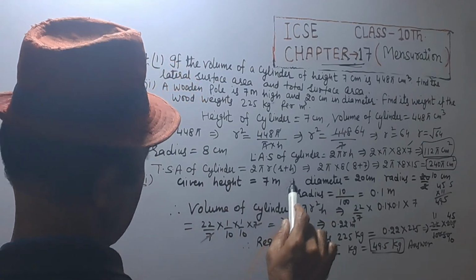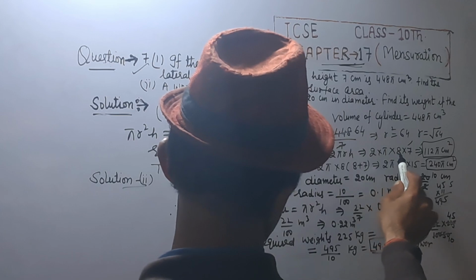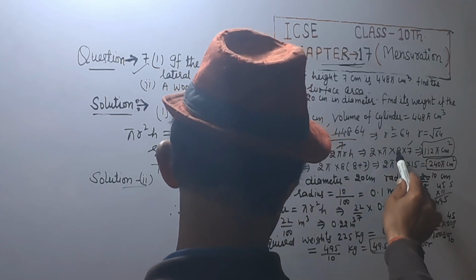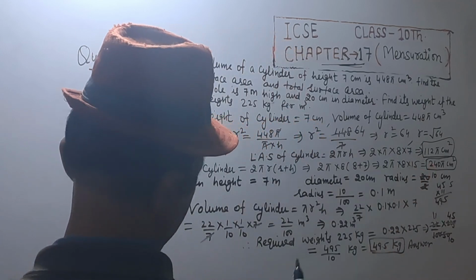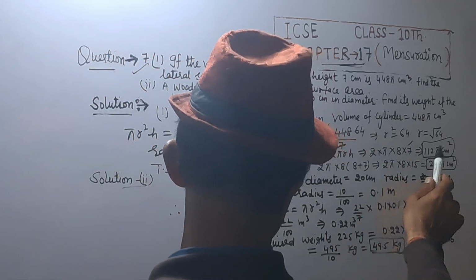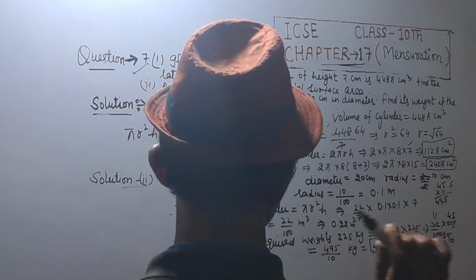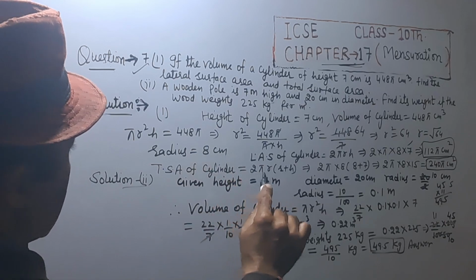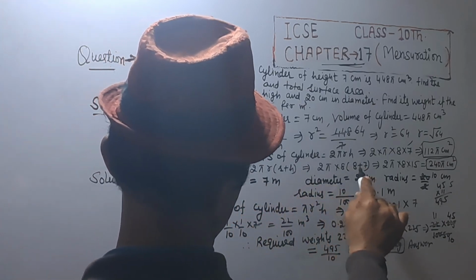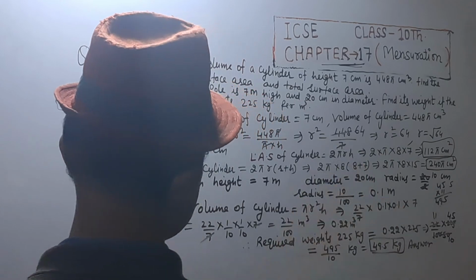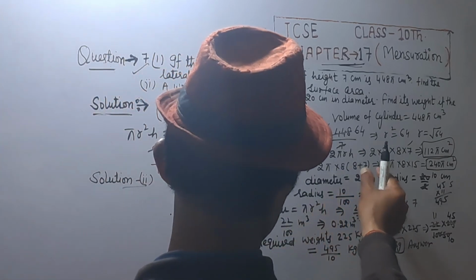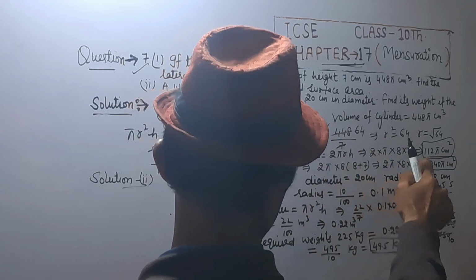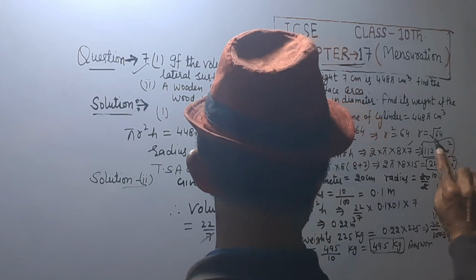Lateral surface area of cylinder is 2 pi rh. 2 into pi into r is 8 and height is 7. Then product of 8 into 7, 56 and 56 2s are 112 pi centimeter square. Total surface area of cylinder is 2 pi r into r plus h. 2 pi r is 8, in bracket 8 plus height is 7. 8 plus 7 is 15, and 15 8s are 120. 120 multiplied by 2, that is equal to 240 pi centimeter square.